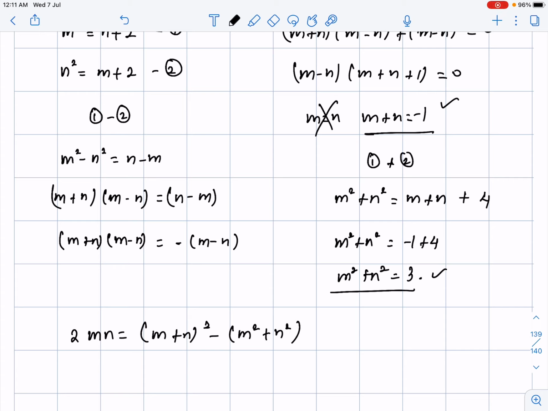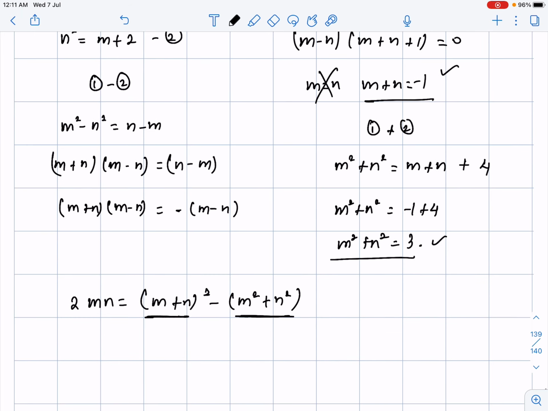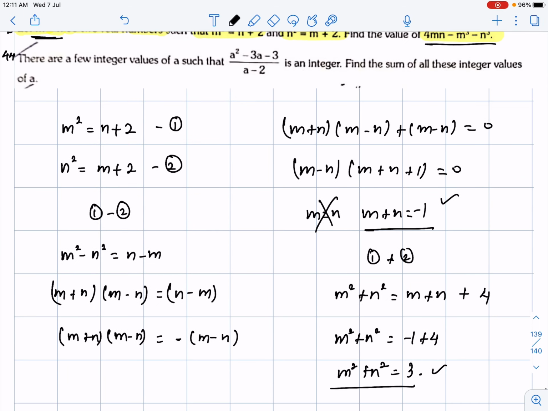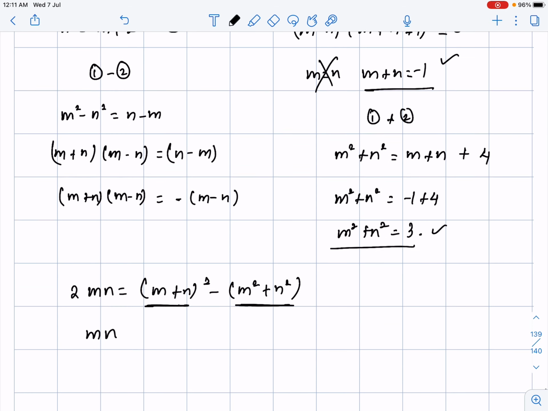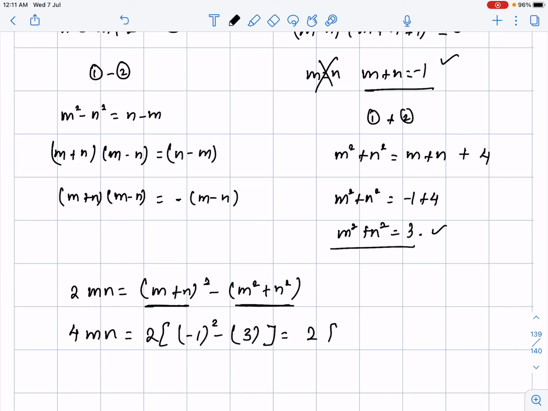Hope you guys would have got my point. This is m square plus n square plus 2mn minus m square minus n square, which will give me 2mn. So I want the value of mn only because we have to make use of mn. Or even I want the value of 4mn, so I will multiply both sides by 2. So 2 times of m plus n, what do we know? Minus 1. So minus 1 the whole square minus m square plus n square, what do we know? 3 it is. So it will become 2 times of 1 minus 3, that is 2 times of minus 2, that is minus 4 will be the final value of 4mn over here.